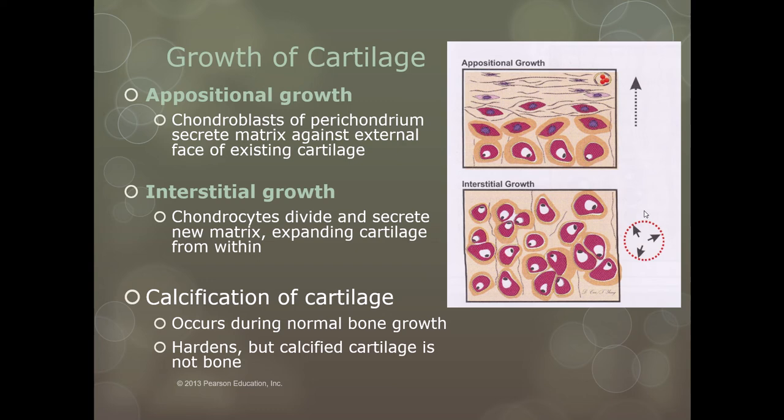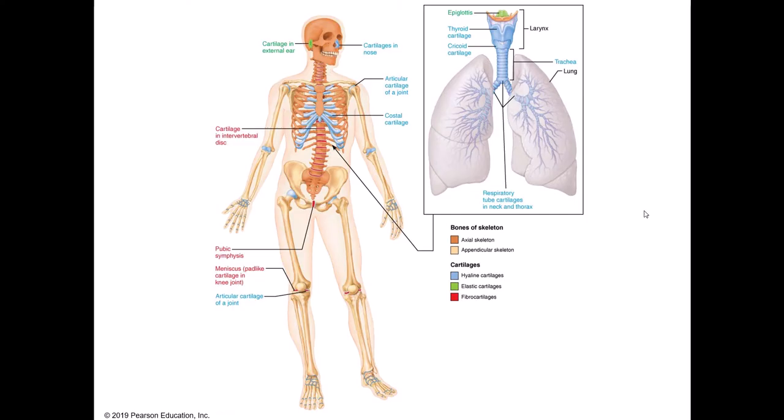It starts to incorporate calcium crystals into its extracellular matrix. But a calcified cartilage is not osseous tissue. Cartilage's calcifying is a normal part of bone development. It's a normal part of the aging of our cartilages, but calcified cartilage is, even though it's hard, like bone, it is still not bony tissue.